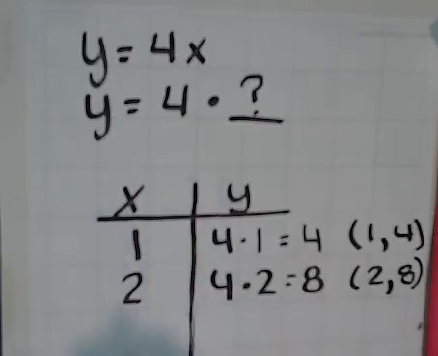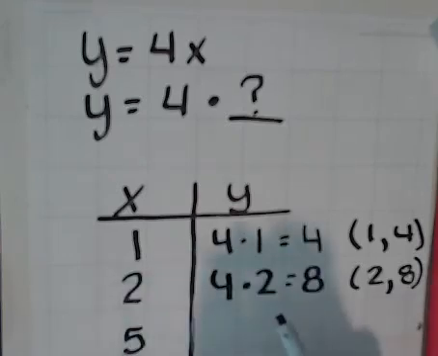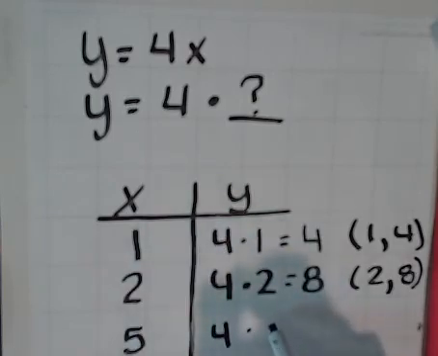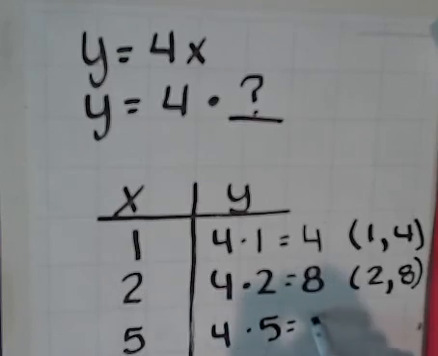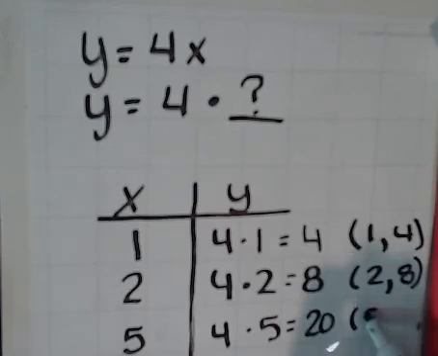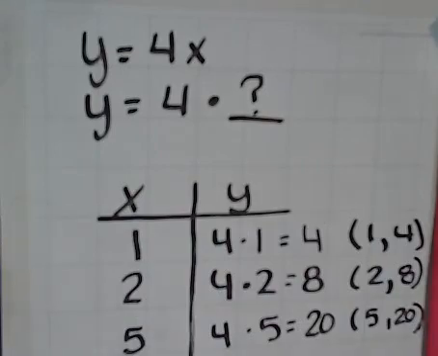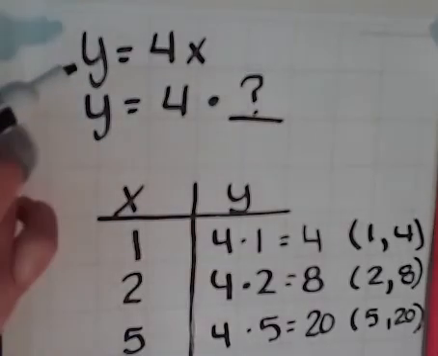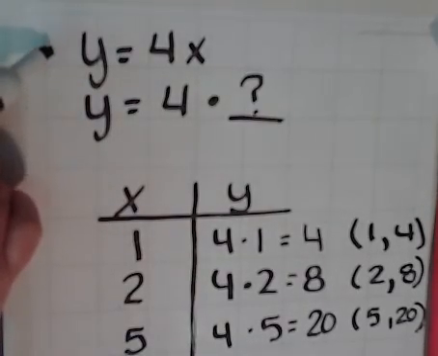Now I can plug in any number or value for x. So let's say I want to know how much 5 ice cream cones would cost. I could then multiply the cost of the ice cream cone times the number of ice cream cones, and I would get my y value. And that now provides an ordered pair, 5, 20. So now I have 3 points that I can use on my graph to draw the line that is represented by the equation y equals 4x.